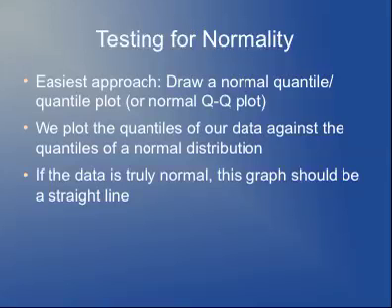The easiest way to test for normality is to do what's called a normal quantile plot, or more commonly a normal QQ plot. And the way that you do that is you plot the quantiles of your data against the quantiles of the normal distribution. If the data is normal, this should be a straight line. If the data is non-normal, then you'll see departures from the straight line.